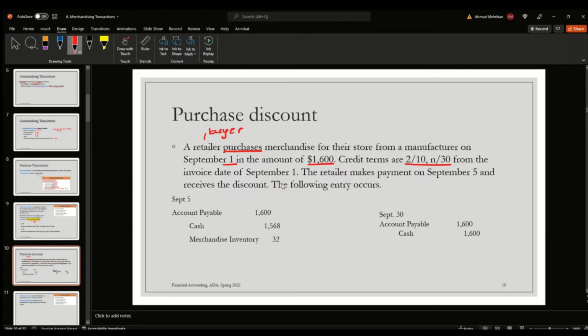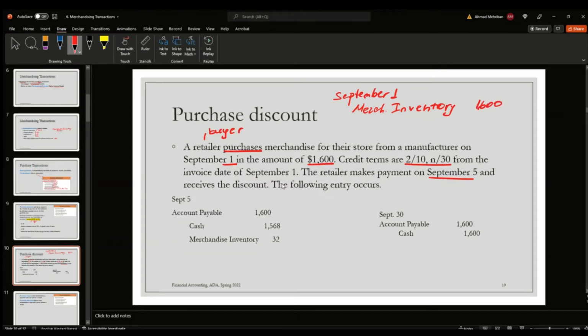Now the retailer makes payment on September 5, meaning that it is within those 10-day discount frame, and obviously they will receive a discount. The following will be related to the discount payment, the process of payment if the discount is considered. But I would also like to look at the first entry when we make the purchase. On September 1, we will enter the purchase. We buy merchandise inventory. We bought it, so therefore inventory is going to be debited 1,600.